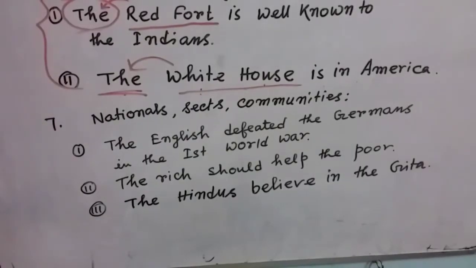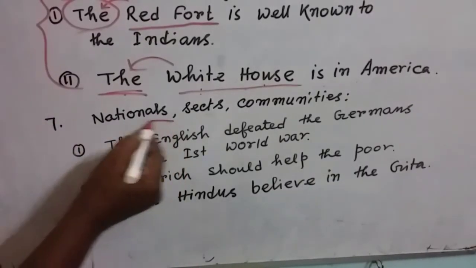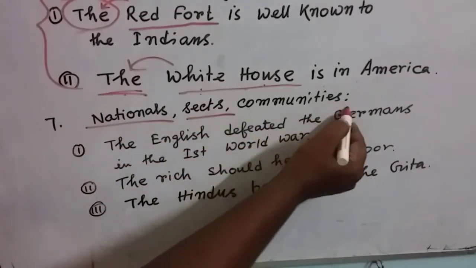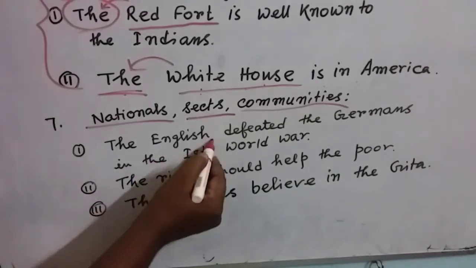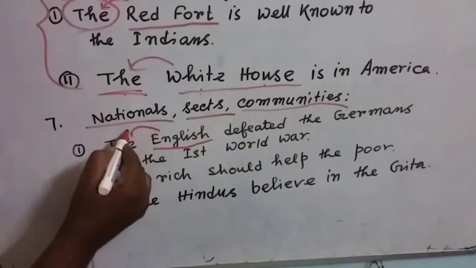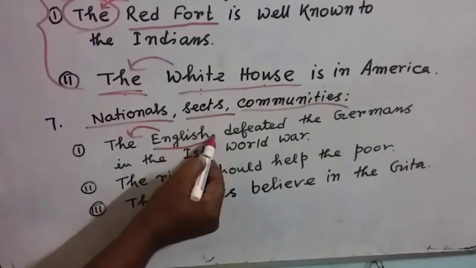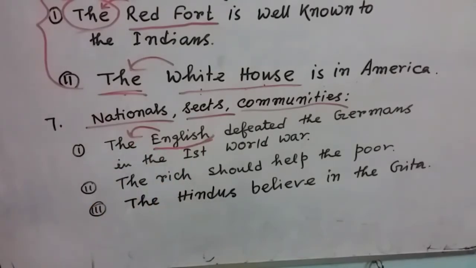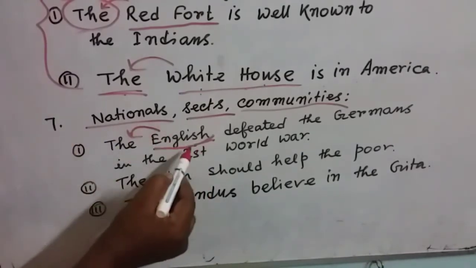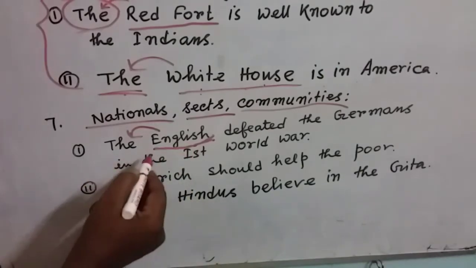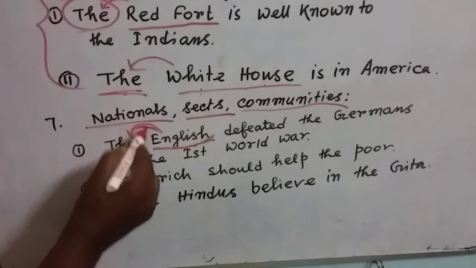Now let's look at this part. Before the names of the nationals, sects and communities. So before the names of the nationals or sects or communities, always we have to use the. Let's look at this example. The English. We have written the English. My dear friends, here English is not the language. English is here the nationality. That means the British. It is resembled to the British. English means the British people. So before the nationalities, we have written the.